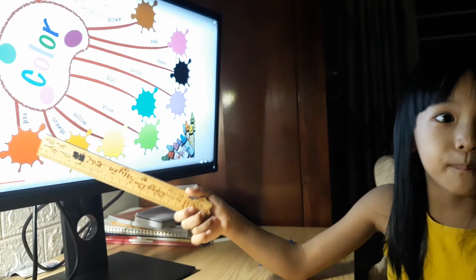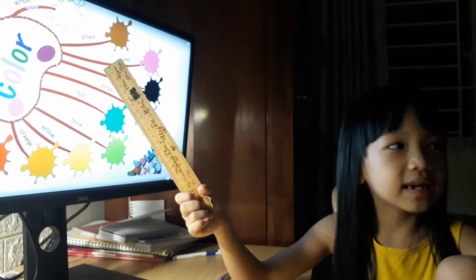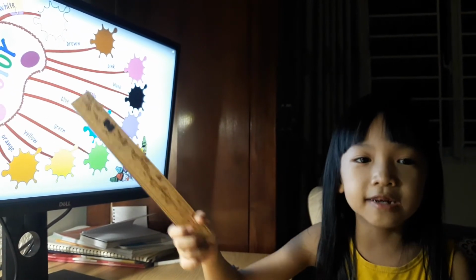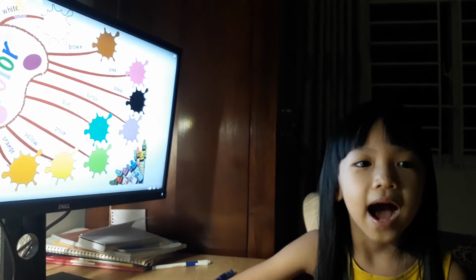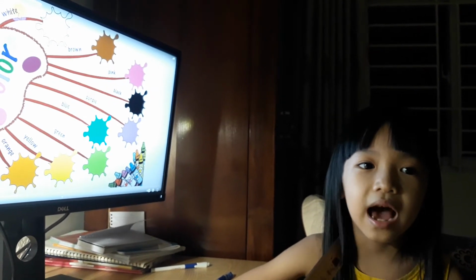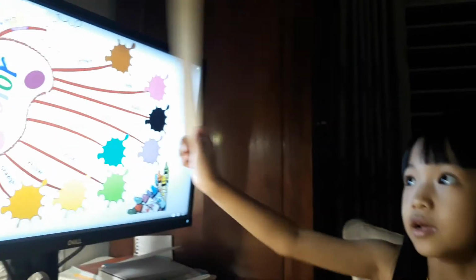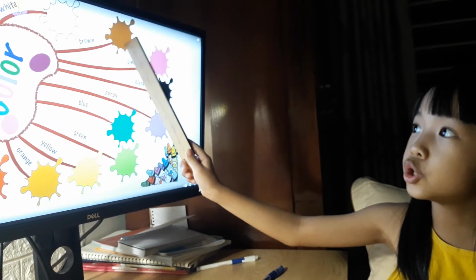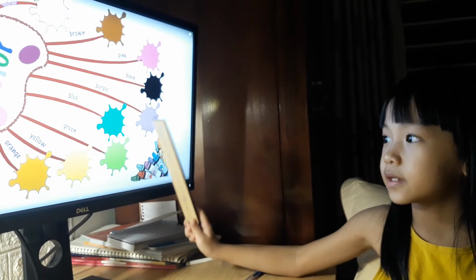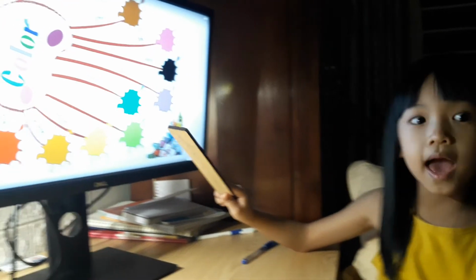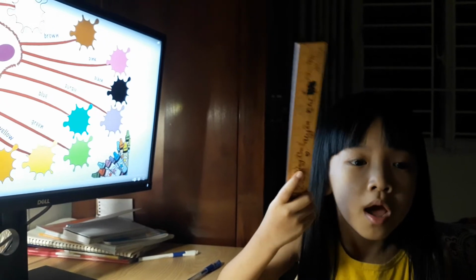Red is for apple and tomato. I love apple. I do love apple and I crunch, bite and everything. I love apples. I really like apples. Okay. One, two, three, four, five, six, seven, eight, nine, ten. There are 10 colors in the rainbow.